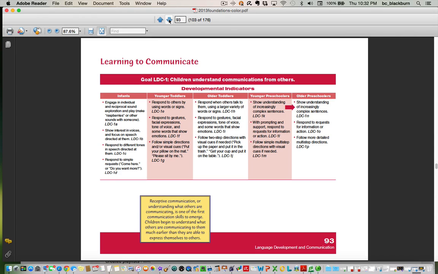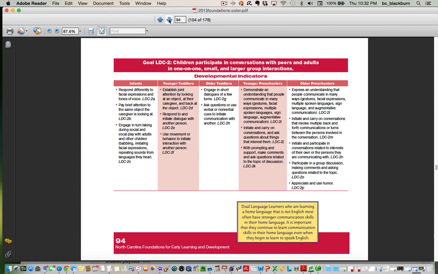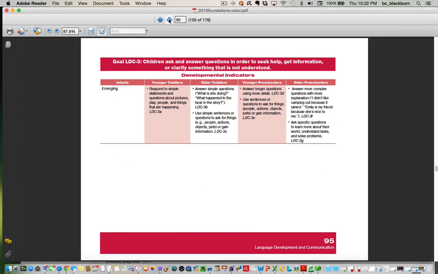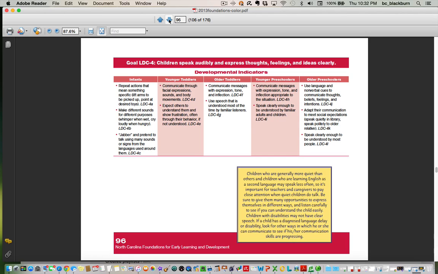For instance, on page 93, it's talking about that receptive communication that we talked about earlier. And then on 94, it talks about those dual language learners and how to help and assist them. On page 96, children who are generally more quiet than others, and maybe even those learning English as a second language, would also speak a little less often. It talks about how teachers and caregivers can pay close attention when quiet children do talk.